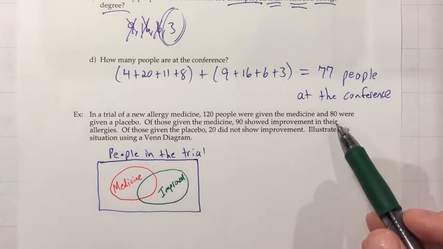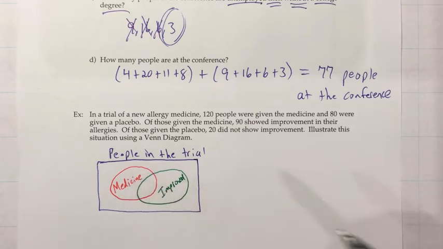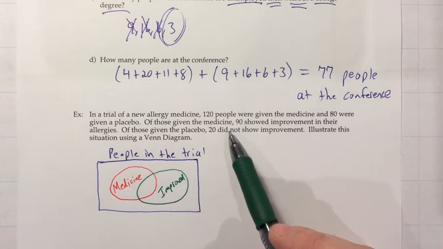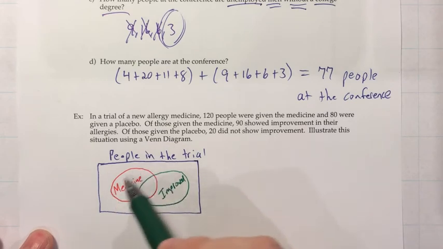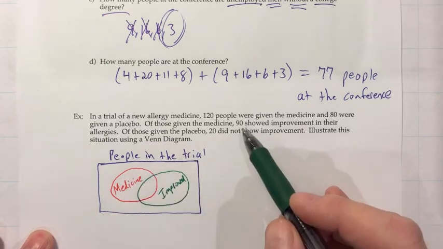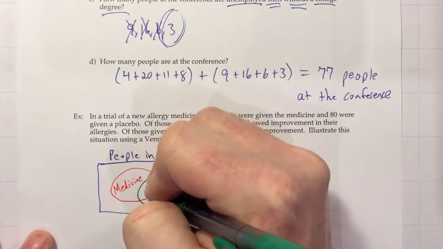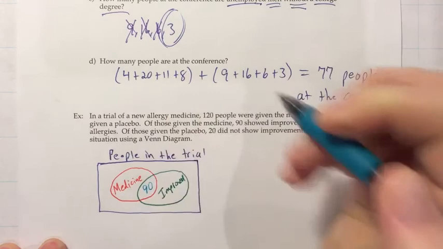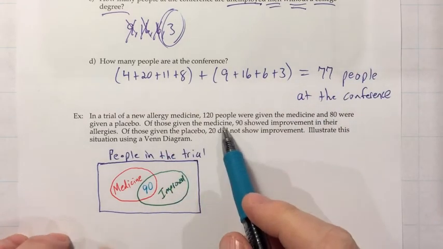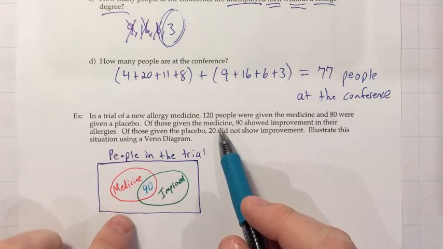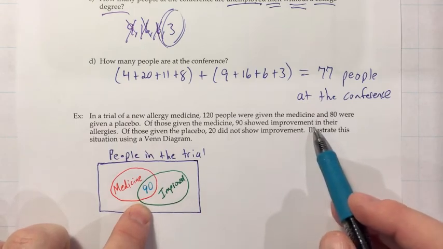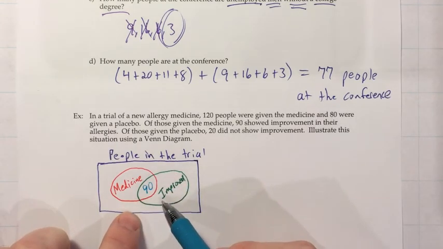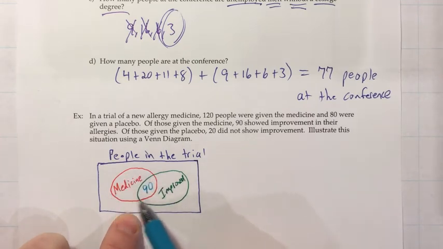There were 80 who were given the placebo, so there's going to be 80 outside of the medicine circle. Of those given the medicine, okay, so of the people in the red circle, of the 120 that are in here, 90 showed improvement. That would be, let me get a new color here, that would be right here. Because it says of those given the medicine, so the 90 has to be inside the red circle, but it said 90 showed improvement, so it has to be in the improved circle also. So those 90 have to have been given the medicine and they had to have improved, so they have to be in the overlapping part right there.